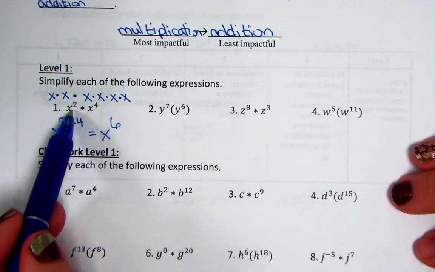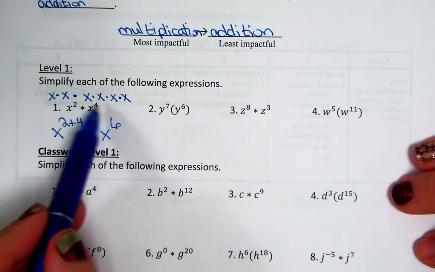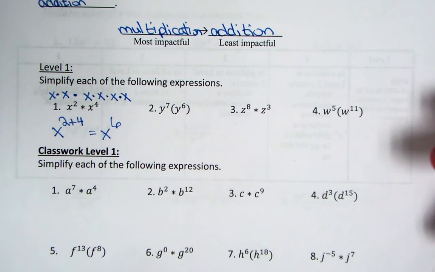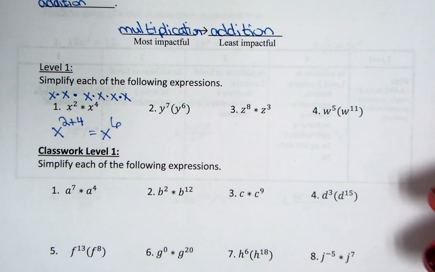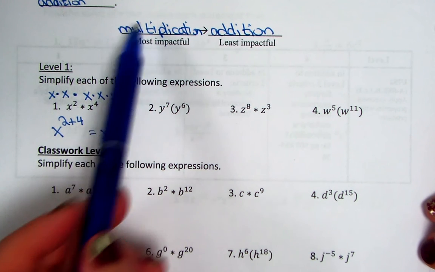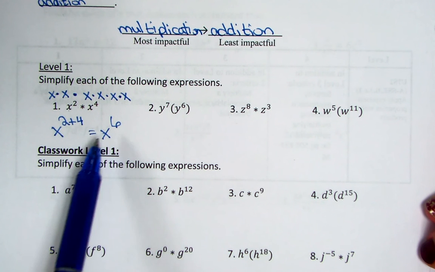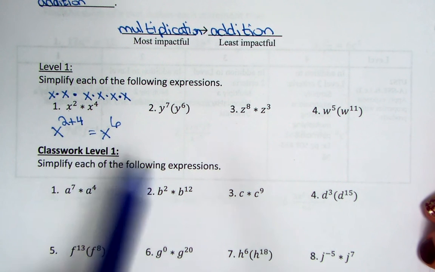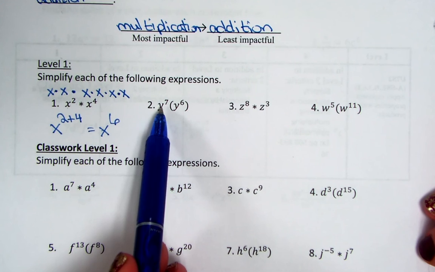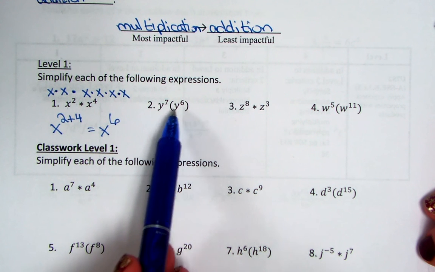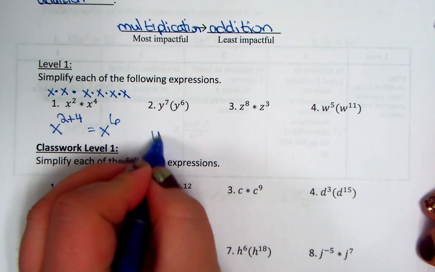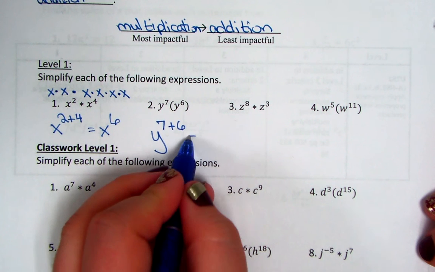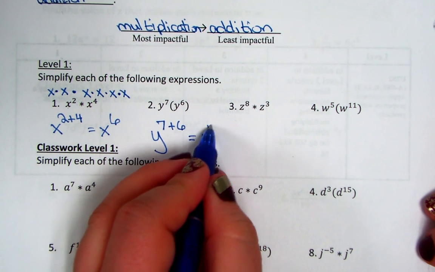So that must mean that when I have a base times a base, I add the exponents together. I call this kind of when in doubt, write it out. Of course, your property will be faster, but if you forget your property, you can still get the correct answer and remind yourself what the property was. So in this example, I have a variable times another variable. So I'm going to add the exponents. 7 plus 6. So I have y to the 13th.